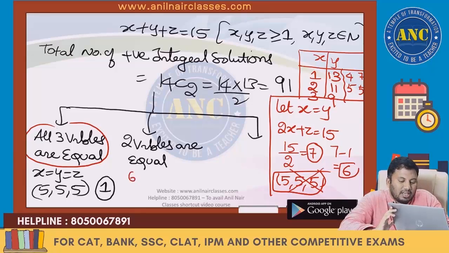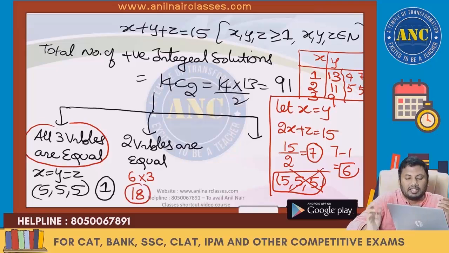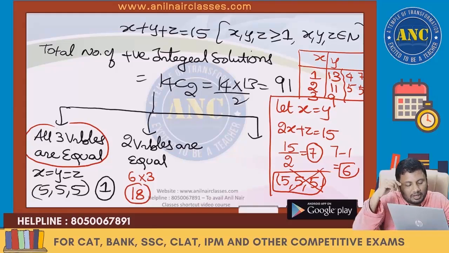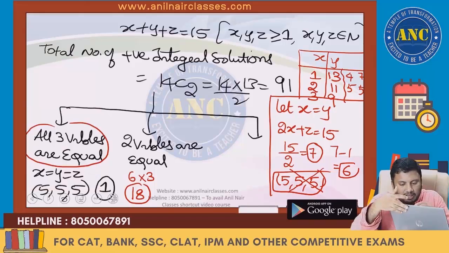X equivalent to y, 6 cases. Y equivalent to z, 6 cases. Z equivalent to x, 6 cases. 6 into 3 is 18. Again listen, sir. X plus y plus z equivalent to 15. Total number of positive integral solutions are 14C2, 14 into 13 by 2, which is nothing but 91.